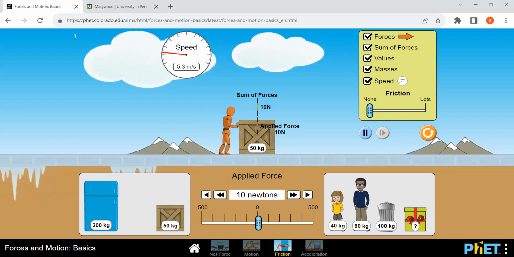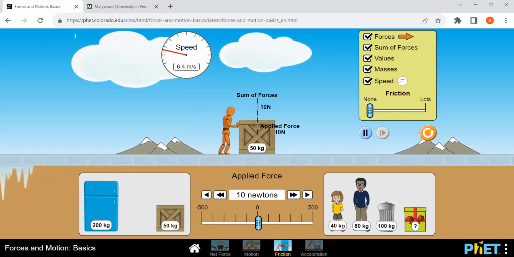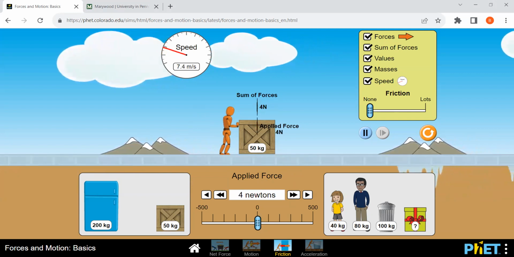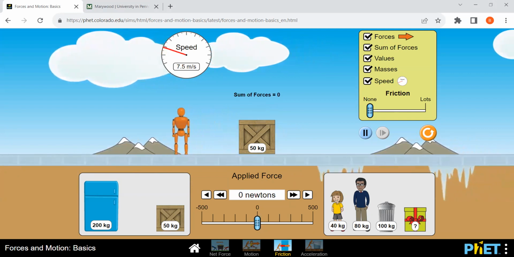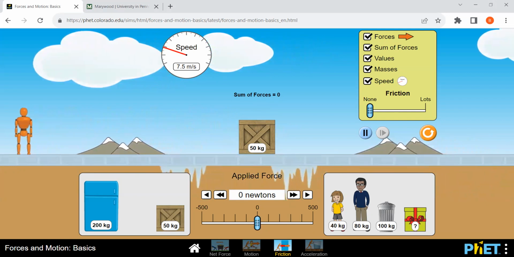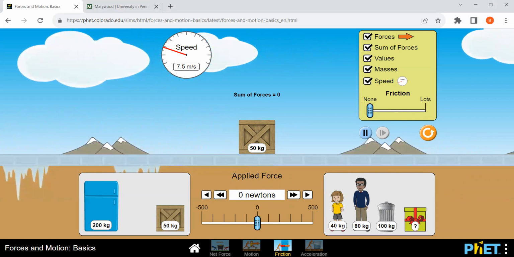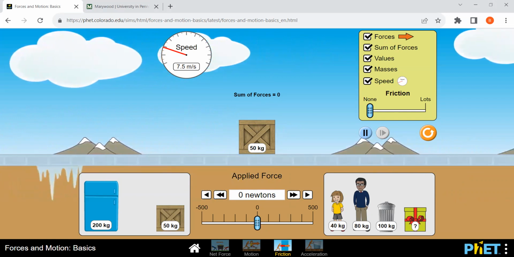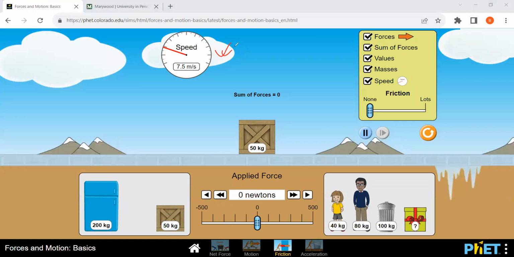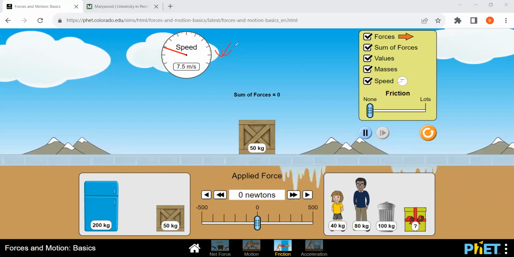Now let's try to prove Newton's first law, the second part. To do that, let me remove the forces. Now the net force, the sum of forces, is equal to 0. You see that even though the net force is equal to 0, the object is moving to the right. Because it was moving to the right, it will keep moving in the same direction at constant speed. The speedometer here shows that it is moving in a straight line at constant speed.